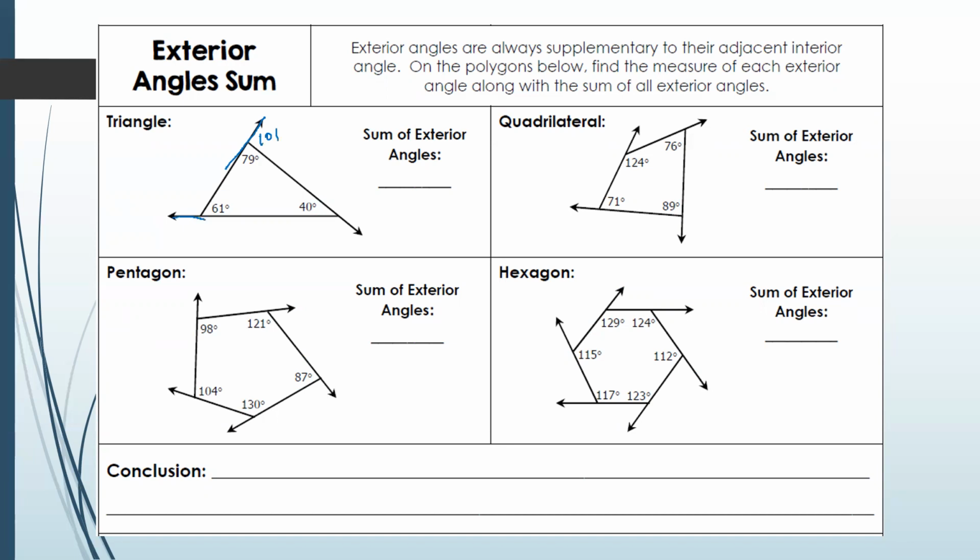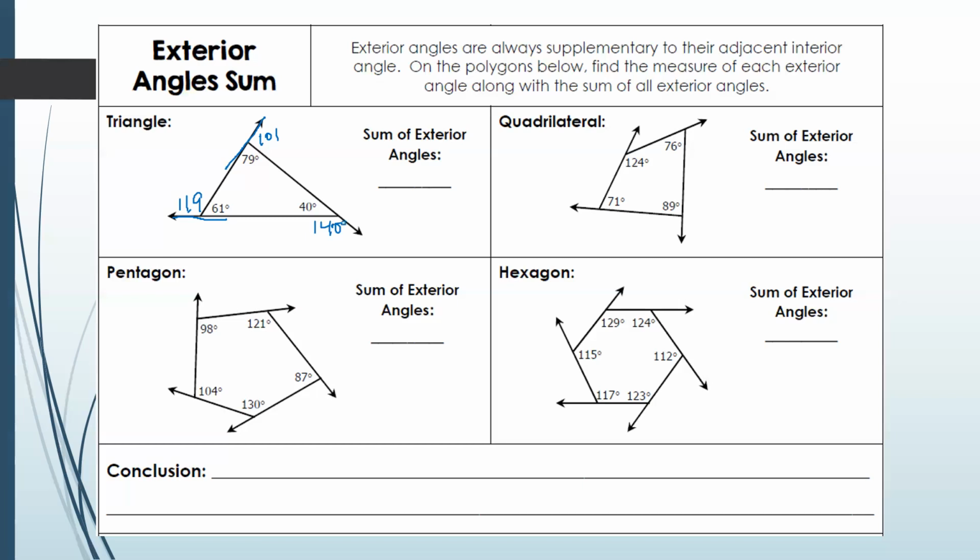And then here, this exterior angle and 61 have to be supplementary, so they have to add to 180. So when I take 180 and subtract 61, I get 119. So this exterior angle is 119 degrees. The exterior angle out here will have to be supplementary to 40. So this exterior angle is 140 degrees.